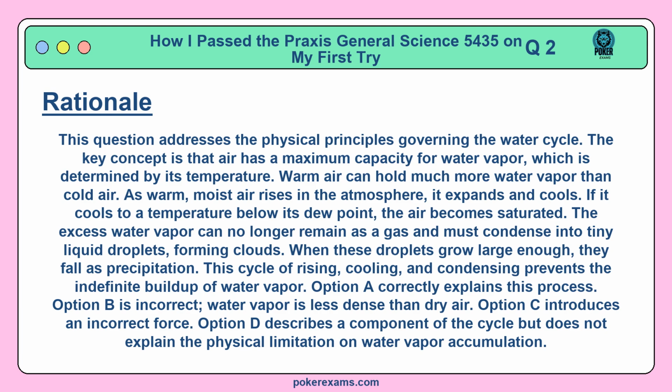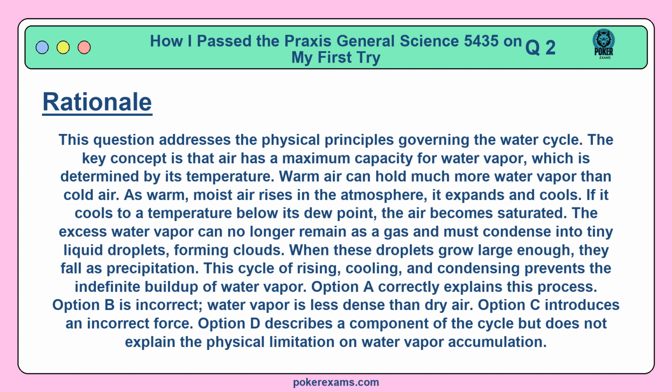If it cools to a temperature below its dew point, the air becomes saturated. The excess water vapor can no longer remain as a gas and must condense into tiny liquid droplets, forming clouds. When these droplets grow large enough, they fall as precipitation. This cycle of rising, cooling, and condensing prevents the indefinite buildup of water vapor. Option A correctly explains this process.